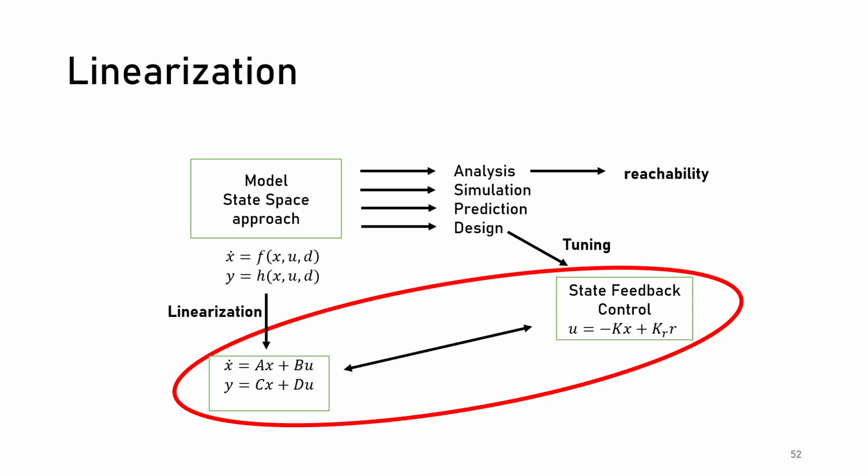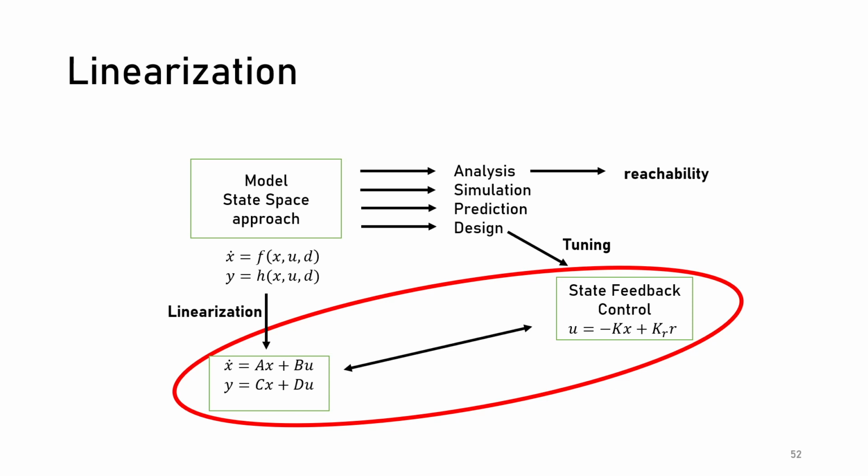So what if we have a nonlinear system? It means the state equation has this form: x dot equal to any nonlinear function of x and u, and sometimes also has disturbance. So we cannot design state feedback immediately because we don't have the information on matrix A and B, right?